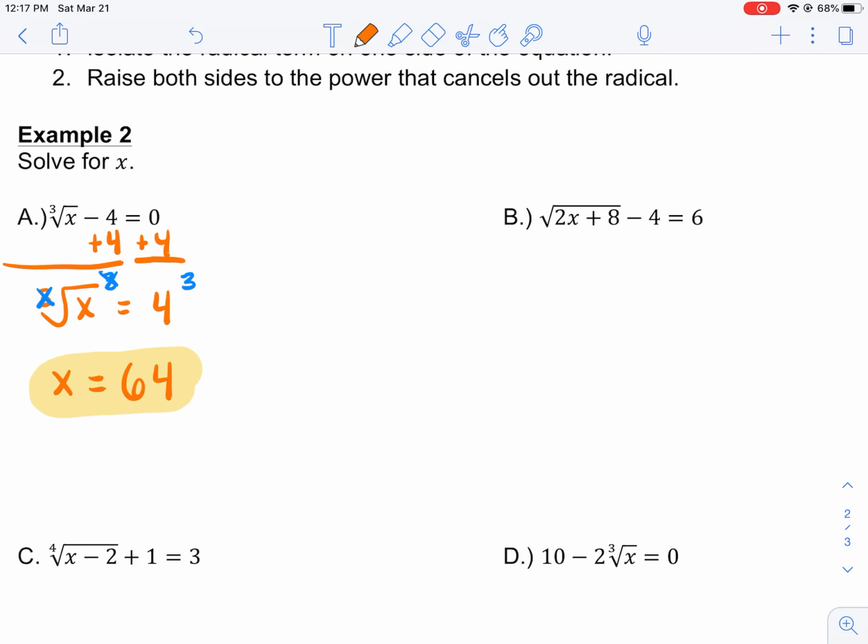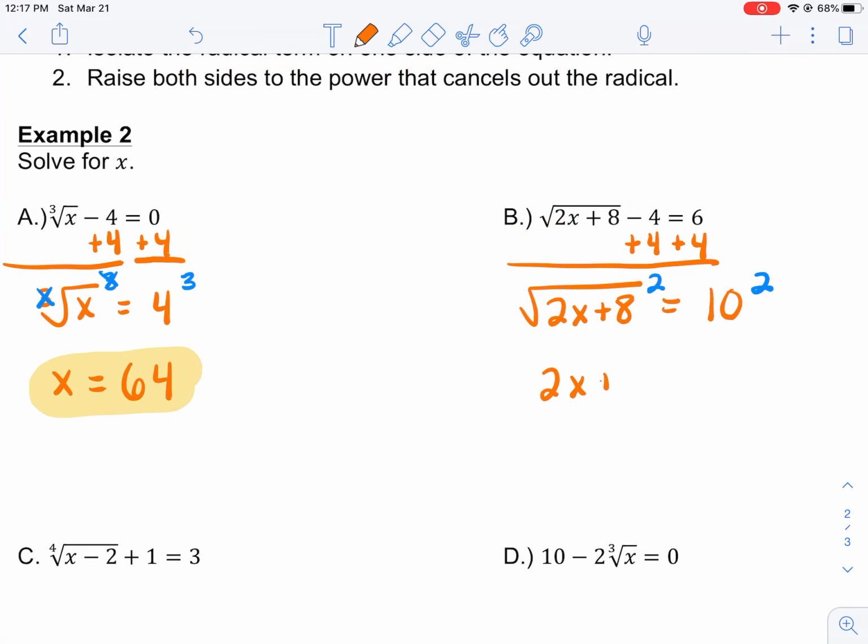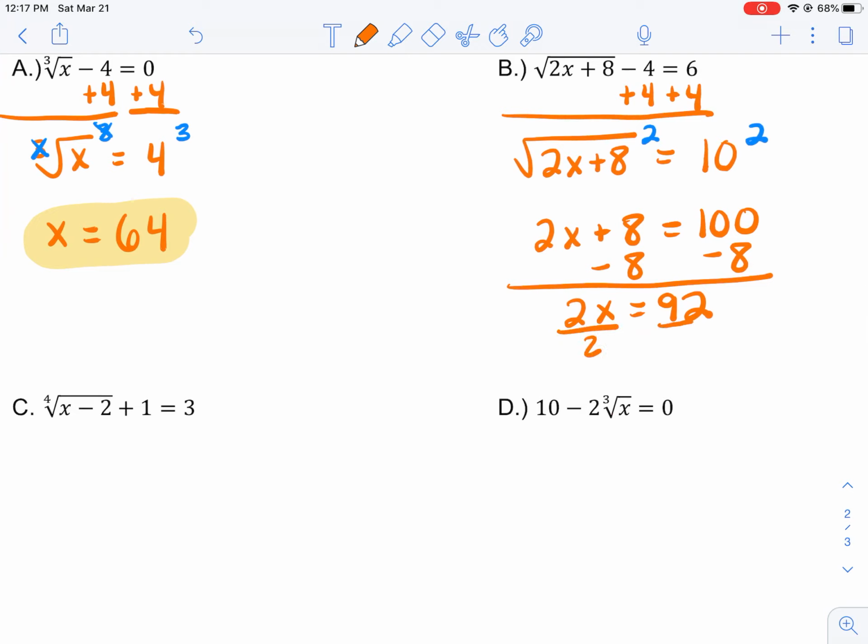So the next problem is a square root. I'm going to isolate the square root first by adding 4 to both sides. I get the square root of 2x plus 8 equals 10. And now I'm going to square both sides. Okay, so a square root, to undo a square root, you square it. Okay, so on the left, we get 2x plus 8. 10 squared is 100. And then we're going to subtract 8 from both sides. So 2x equals 92. And then we can divide both sides by 2, and x equals 46.